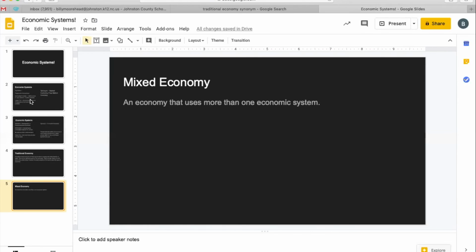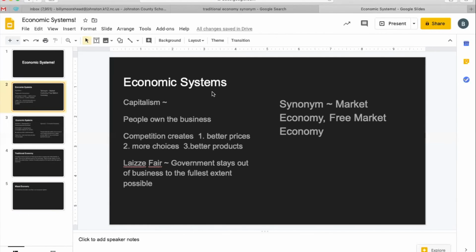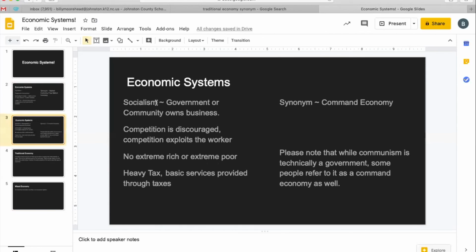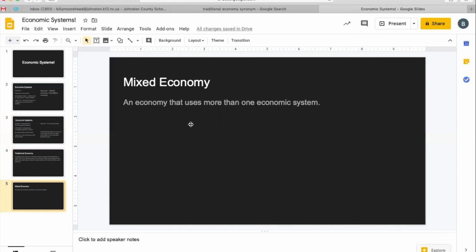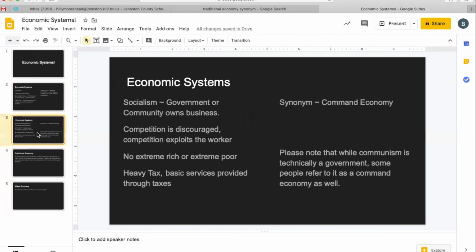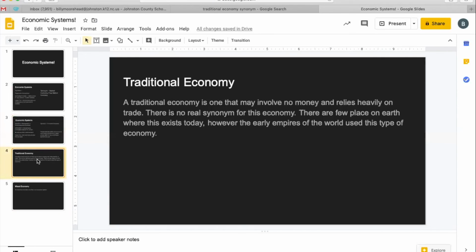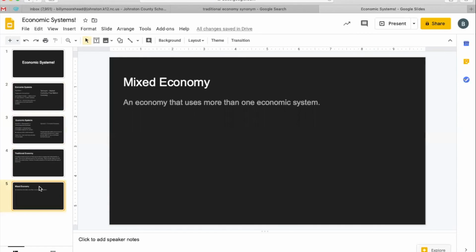All right, so let's review this and see how we did. We have economic systems. Our synonym for capitalism is a market economy or free market economy. Our synonym for socialism is a command economy. Now, again, remember, sometimes people will say communism is also a command economy, and I explained that to you. A traditional economy, that's one that's based heavily on trade. They don't really use money. And mixed economy, that might use capitalism, it might use some element of socialism, it might use some element of trade. It doesn't really have to be 50%, 50%. Most people look at it, it could be like 98-2. That would still be a mixed economy. And again, most all economies in the history of the world have been a mixed economy.